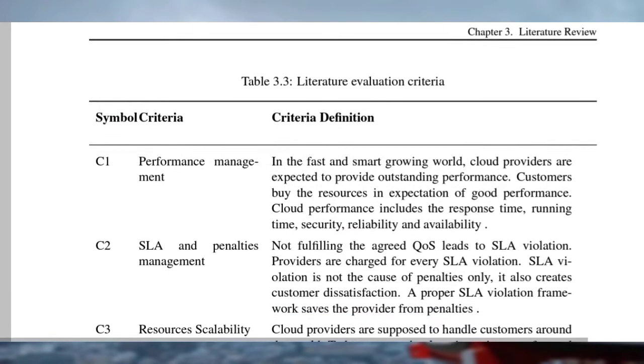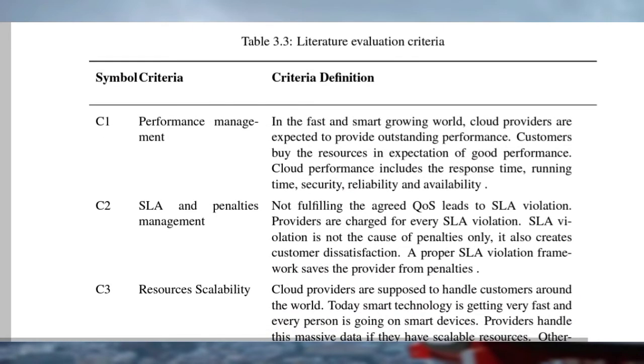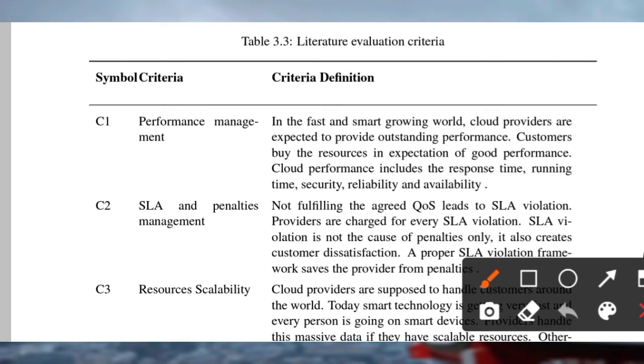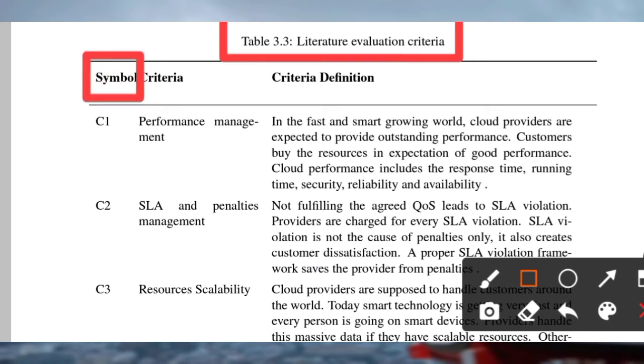Yes, this is the literature evaluation criteria, and because I'm using 7 different templates, I have 7 different tables, and in these tables I use the sample. The sample is used for the criteria, and the second one is the criteria, which I have selected: 7 criteria, including performance management, SLA and penalties management, and resources scalability, etc. So I have defined the criteria.